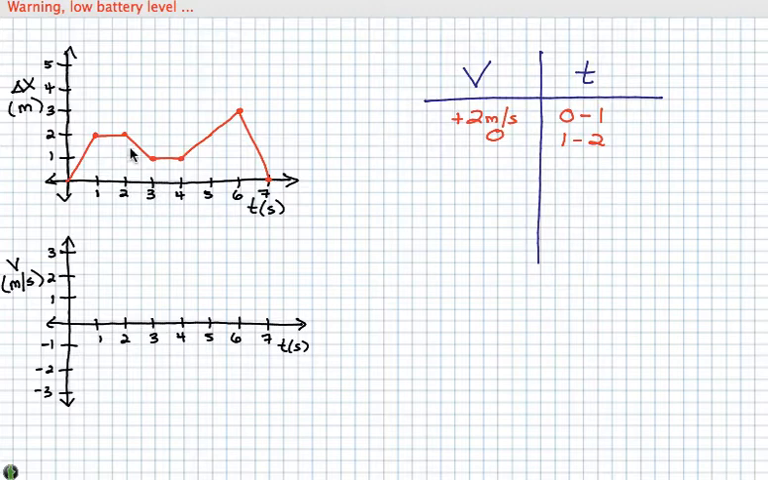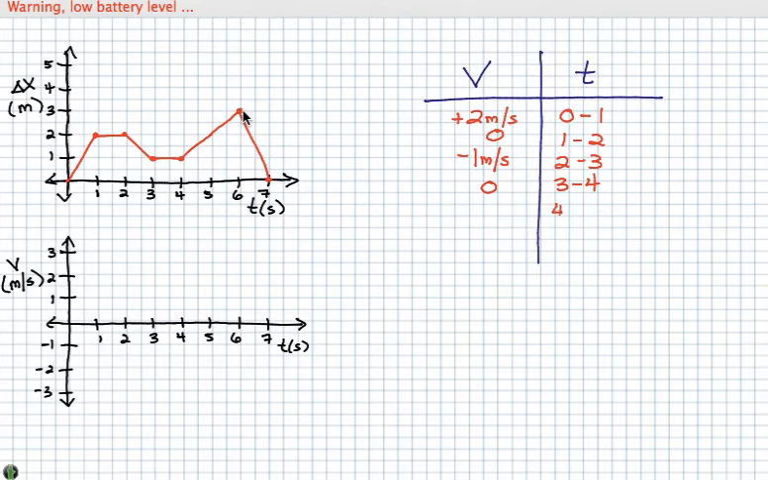From 2 to 3 seconds, well, we drop from 2 to 1, so our rise is negative 1. Now our run is 1, so negative 1 over 1 will give us negative 1 meters per second. And that is from 2 to 3 seconds. From 3 to 4 seconds, we have absolutely no slope, meaning we have no velocity. From 4 seconds to 5 seconds is actually the same slope as from 4 to 6.